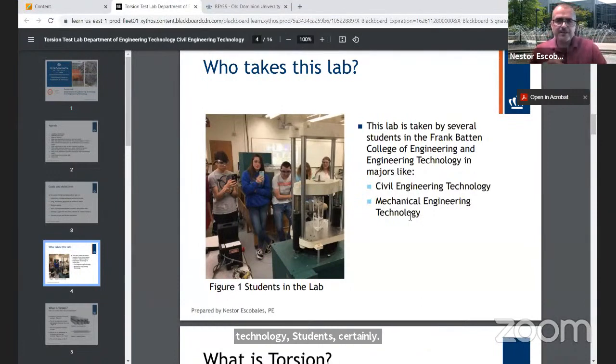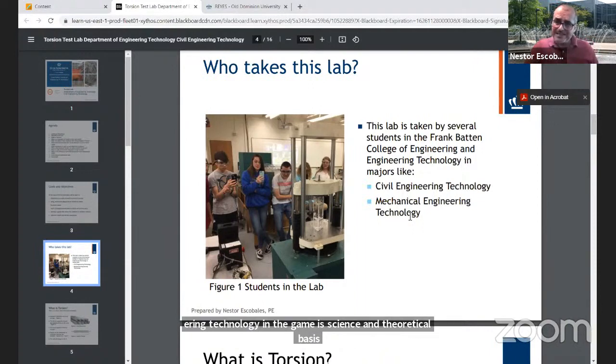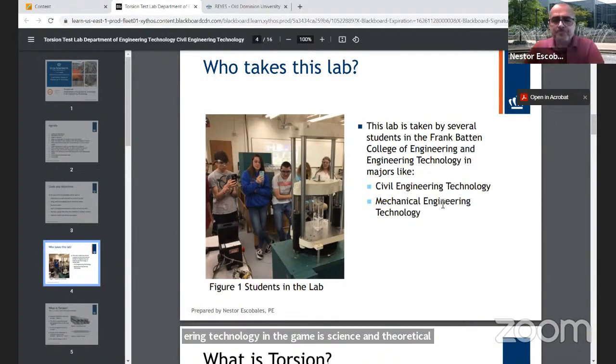Something that some of you may be new to: we have engineering and engineering technology. Engineering is science and theoretical based. Engineering technology is science and practice based. But this particular laboratory is taken by civil engineering technology and mechanical engineering technology students. There is a little variation in the materials lab for engineering students, which is more science and theoretical based, certainly.